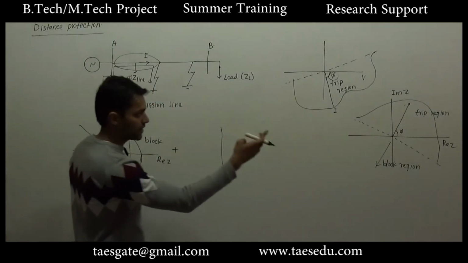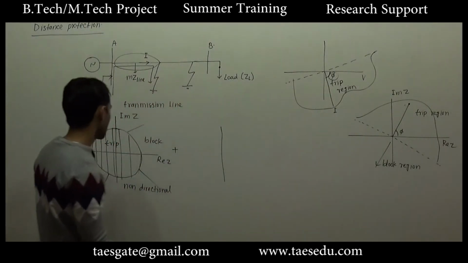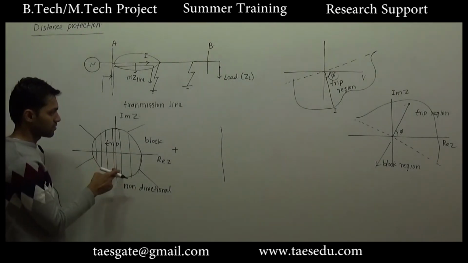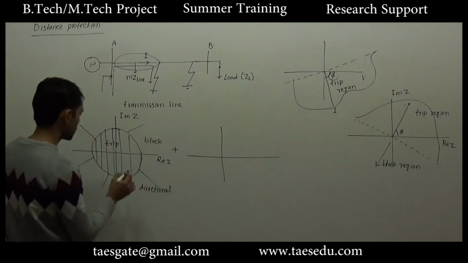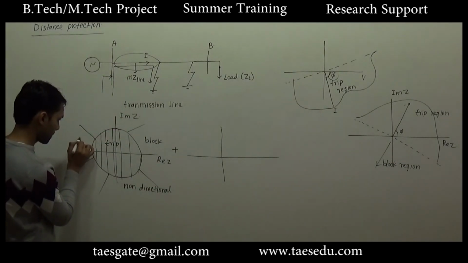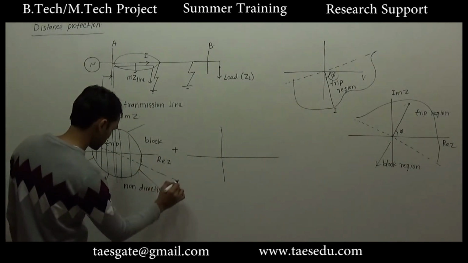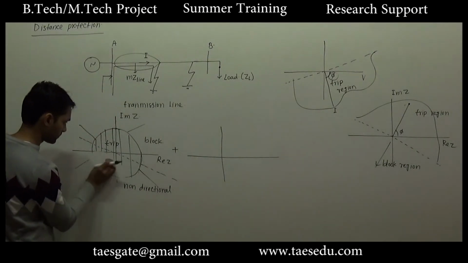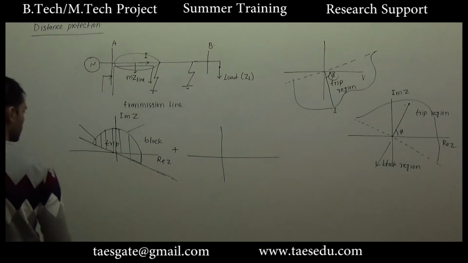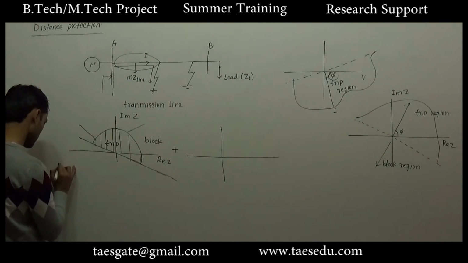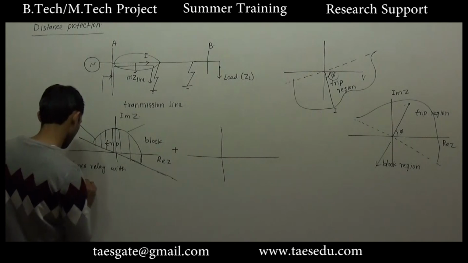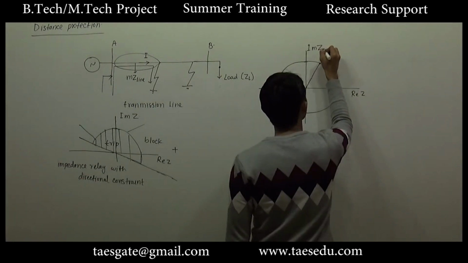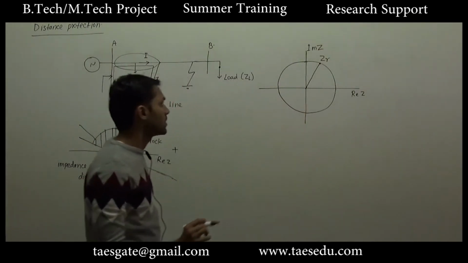So if we add a directional constraint to the impedance relay, just draw a line here and remove this part. This is the characteristic of an impedance relay with directional constraint. This is the characteristic of an impedance relay.